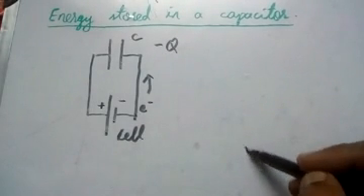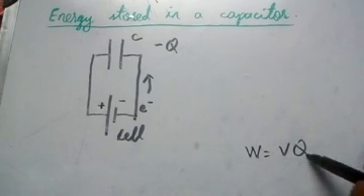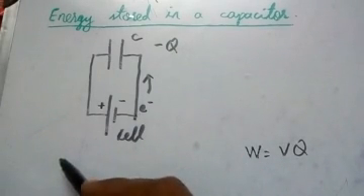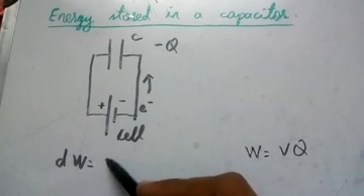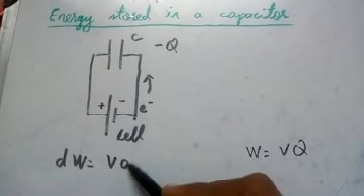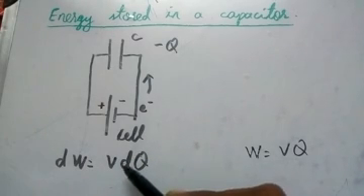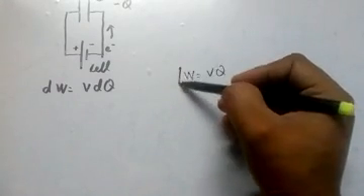So the work done, that is W, is equal to voltage into the charge. But now let's take a small work done. So that small work is dW. So dW is equal to the voltage V, which is constant, into the small charge. We're moving a small charge here. So dW is equal to V into dQ. Now we got this.